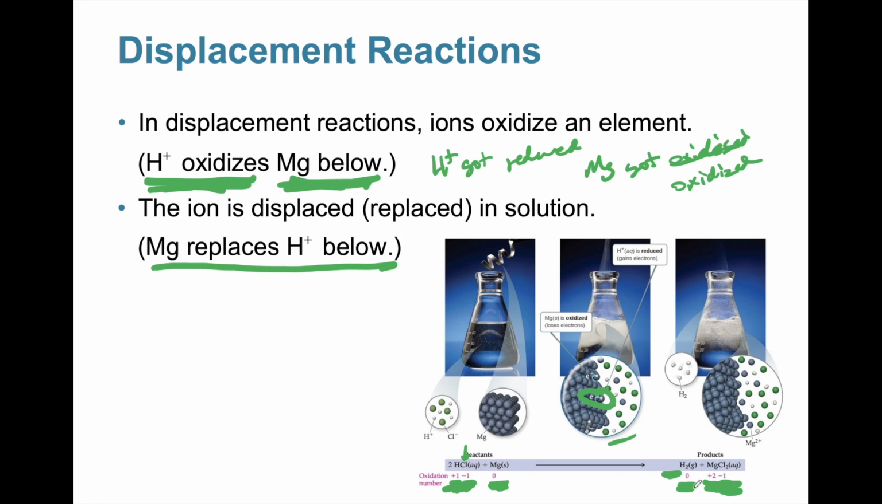So when you look at these reactions and I ask you what got oxidized and what got reduced, make sure you're paying attention to the oxidation numbers, because some people might just say that chlorine was a part of the redox reaction, but no, it was hydrogen and magnesium that were a part of the redox reaction, right?